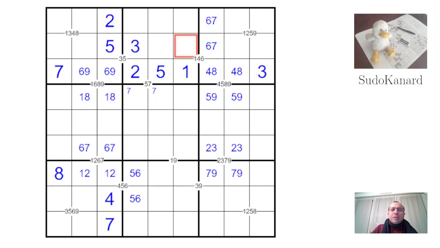Or the 6 is somewhere in here, 4 is here or there, we don't know yet. What we know is that this is a 1, 2, 5, 8 quadruple. The missing digits are 3, 4, 6. But 6 is not here because of this pair, so 6 is here.